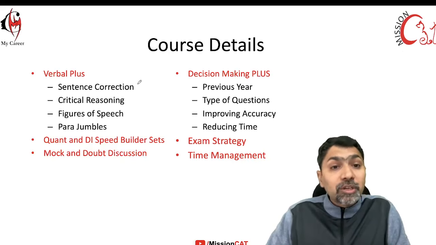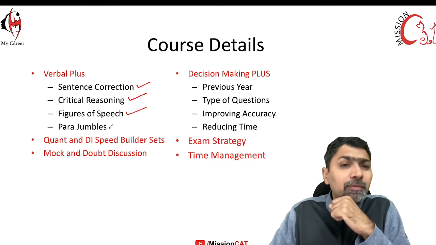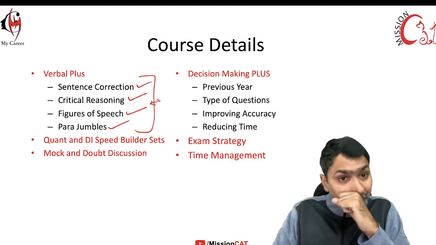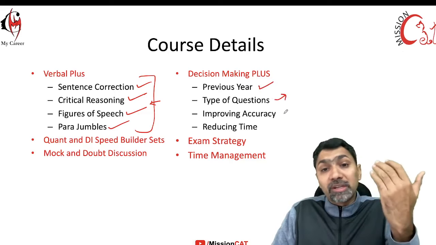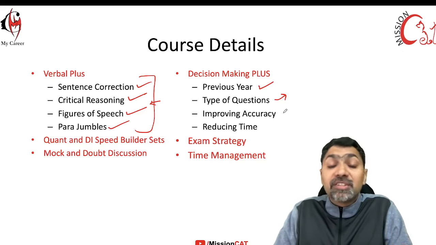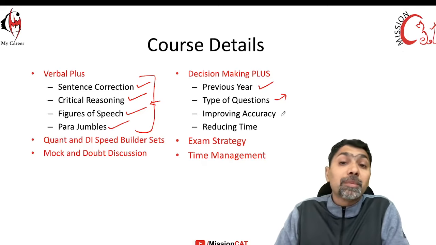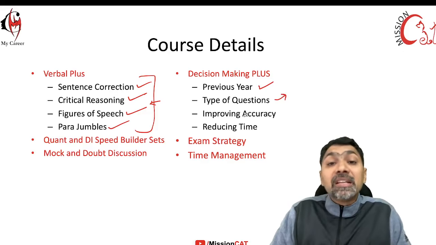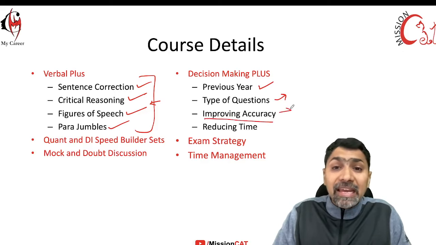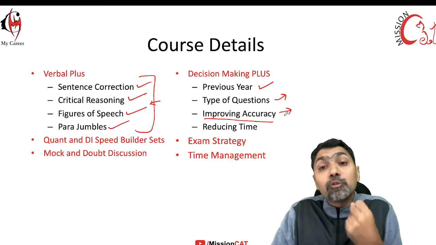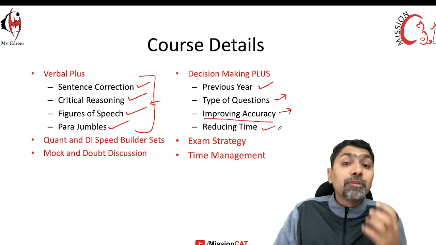So in verbal plus, we shall be doing sentence correction, critical reasoning, figures of speech, para jumble, apart from all we have done for your CAT examination. And decision making is based on previous year papers, various types of questions, coming from ethical dilemmas, strategic decision making, situational questions, and questions based on personal integrity. All that type of question we shall be covering. The idea would be to improve your accuracy. You can read a DM question, but just reading and answering is not sufficient. You have to choose the right answer, and we should try to reduce the time.